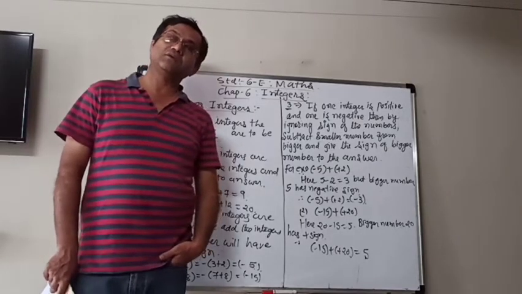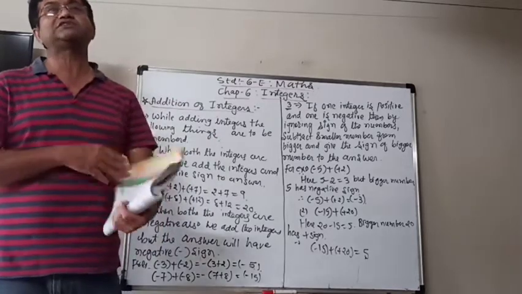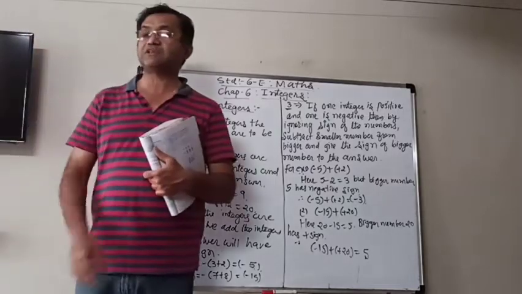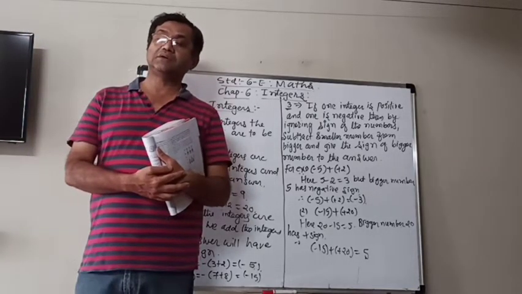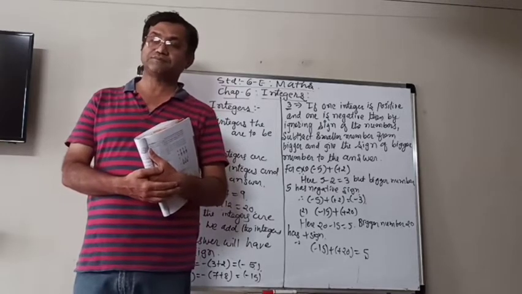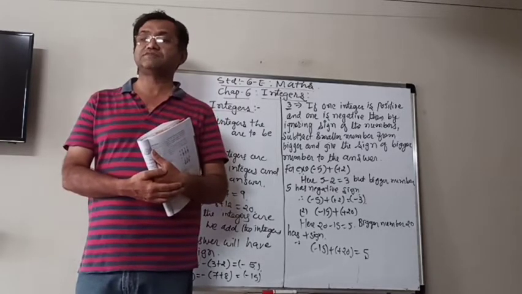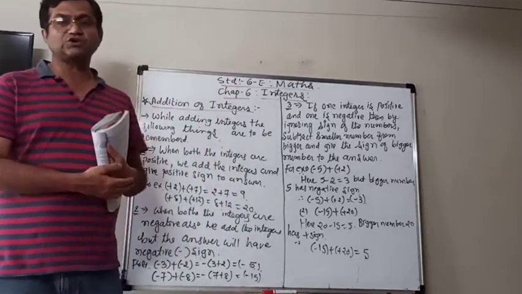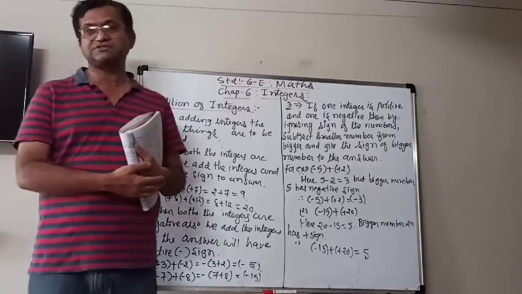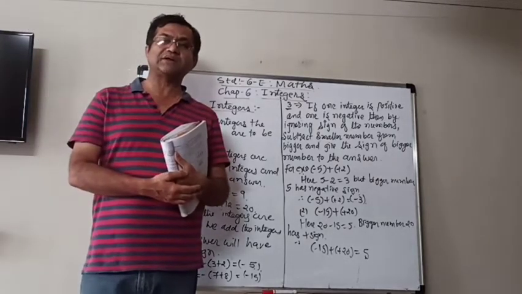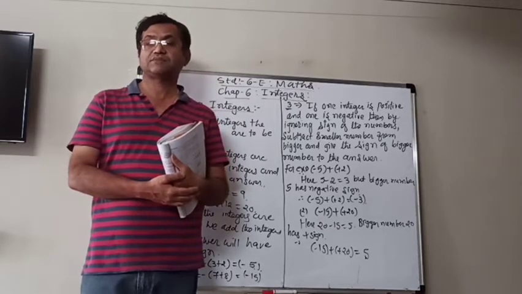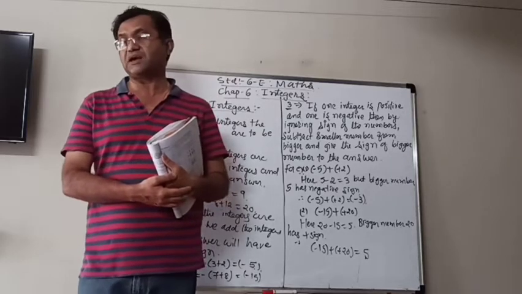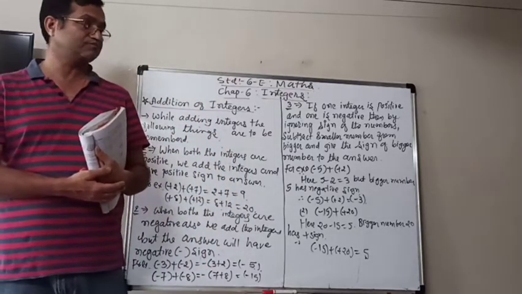Now, we know about the integers, that the collection of whole numbers along with the negative numbers is known as the integers, in which 1, 2, 3, 4 are positive integers, minus 1, minus 2, minus 3 are negative integers, and 0 is a neutral number which is neither negative nor positive.